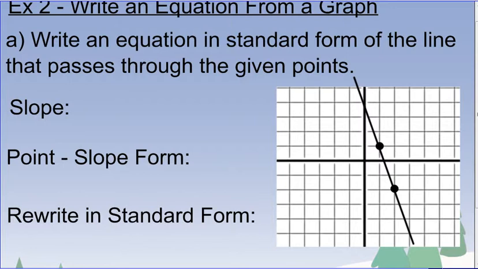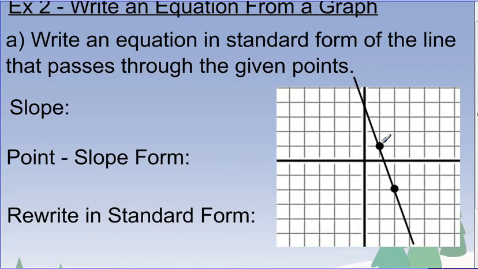Well, since here on our graph we have points, probably the best thing to do is find our point slope form, because we don't have a y-intercept. So first off, to get point slope form from 2 points, we need to be able to find the slope and a point. So let's see, slope.